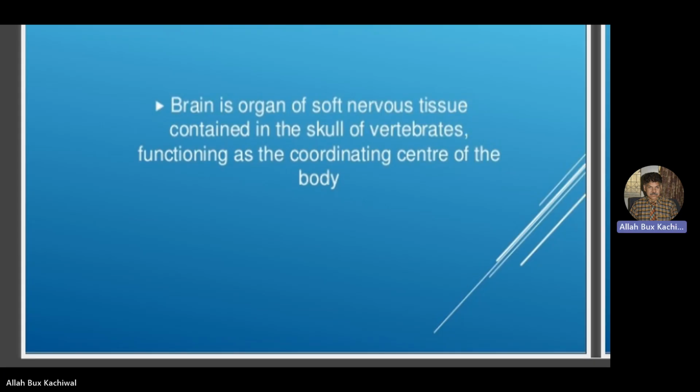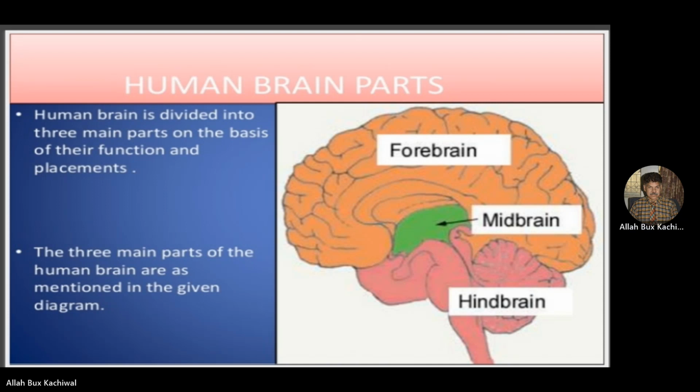Brain is an organ of soft nervous tissue contained in the skull of vertebrates, functioning as the coordinating center of the body. Human brain parts: forebrain, midbrain, hindbrain. The human brain is divided into three main parts on the basis of their function and placement. The three main parts of the human brain, as mentioned in the given diagram, are forebrain, midbrain, and hindbrain.